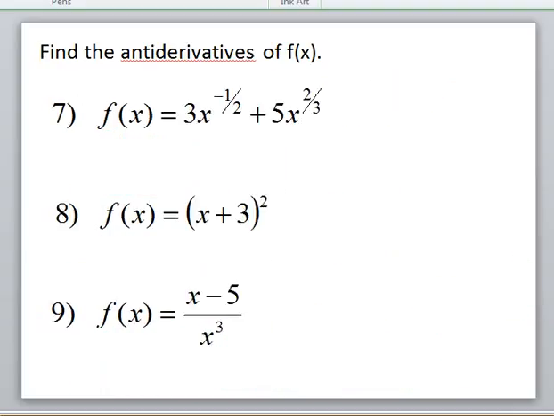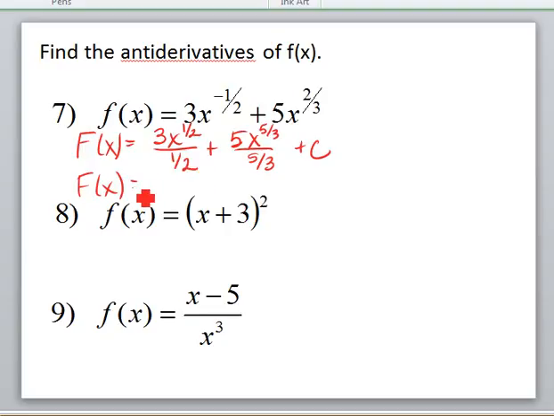Continuing on with more antiderivatives, I'm just giving you lots of different examples. So this one now has some fractions in it. We're still going to use the same rules. So we're going to say 3x to the, raise it by 1 gives me 1/2. Put it over that new power. Plus 5x to the, raise it by 1, that gives me 5/3. Put it over that new power. Plus c. We're not going to leave our answer like this.